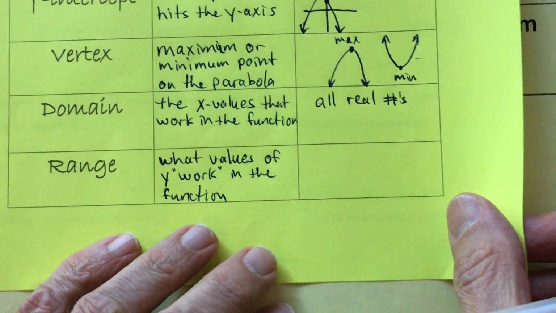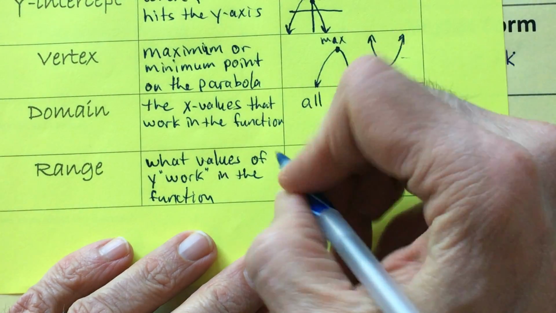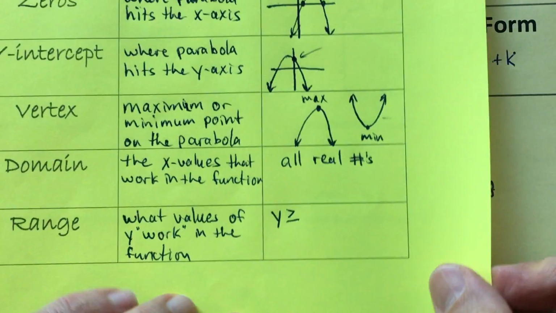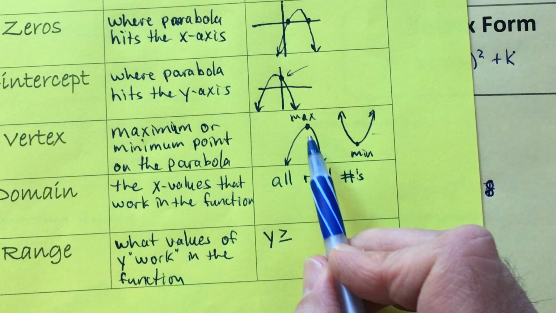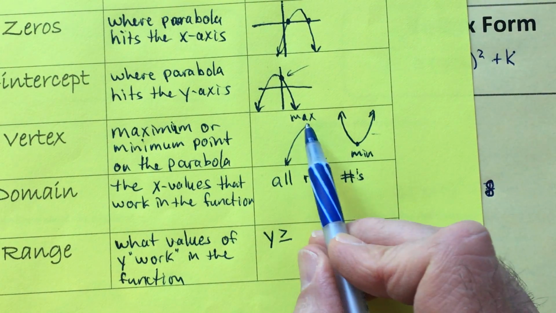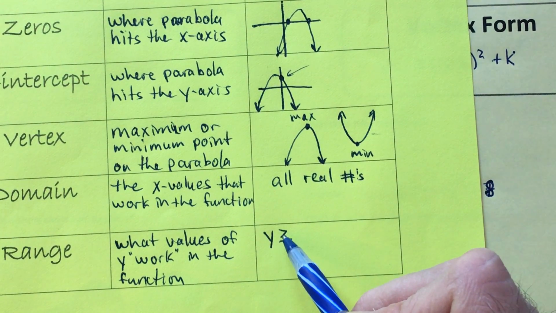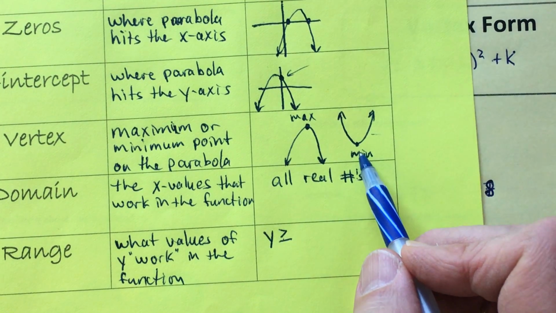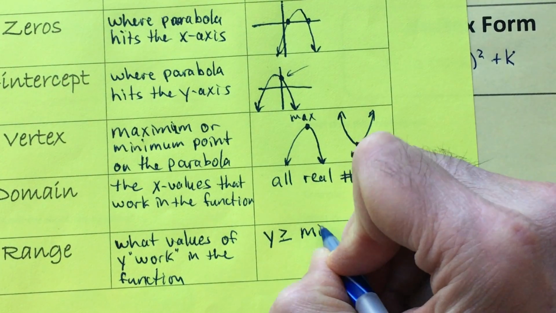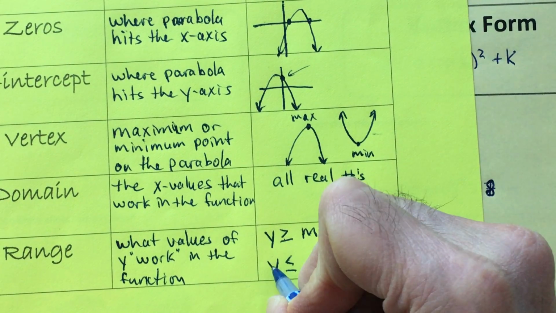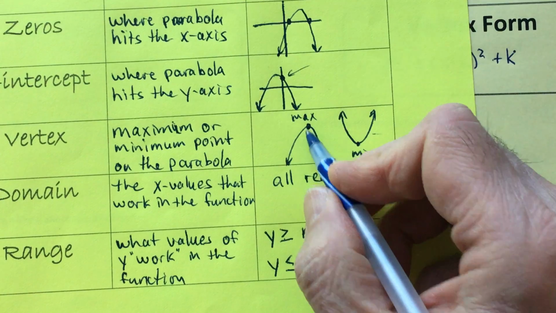So the range is going to be y is greater than or equal to, let's look at this one here. Is it going to be greater than or equal to the max or the minimum? Since I'm going greater than, I want all the ones above whatever I'm going to talk about, so it'll be the minimum. If I'm going the other way, I will have y less than or equal to the maximum.